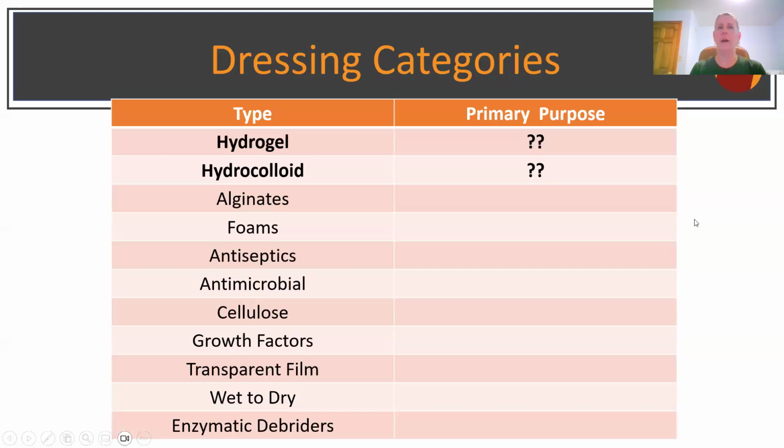Okay. All right, here we go. In the chat, what is the primary purpose for these? Primary purpose for a hydrogel or hydrocolloid. What do you got? Don't make it difficult. Hydrogel, hydrocolloid. Yes, to add moisture, to hydrate.